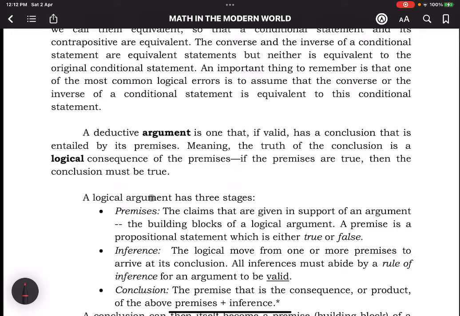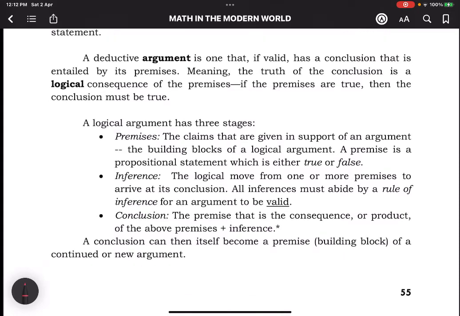A logical argument has three stages. Number one, premises. Ano yung premises? The claims that are given in support of an argument. The building blocks of a logical argument. A premise is a propositional statement which is either true or false. Okay, yun yung ating basic two statements, no, leading to the conclusion.